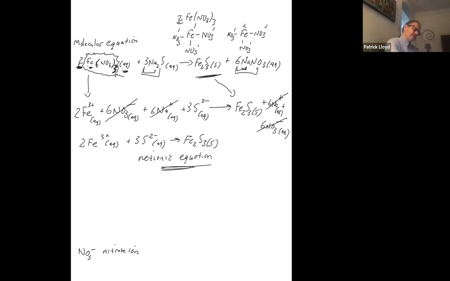Okay, how's that look? Hopefully not too bad. Everything should be balanced in all three equations. You should have the same number of atoms of each element. The charges should add up to 0 on both sides. And everything should have a state of matter as well. Okay. Now, let's see here.